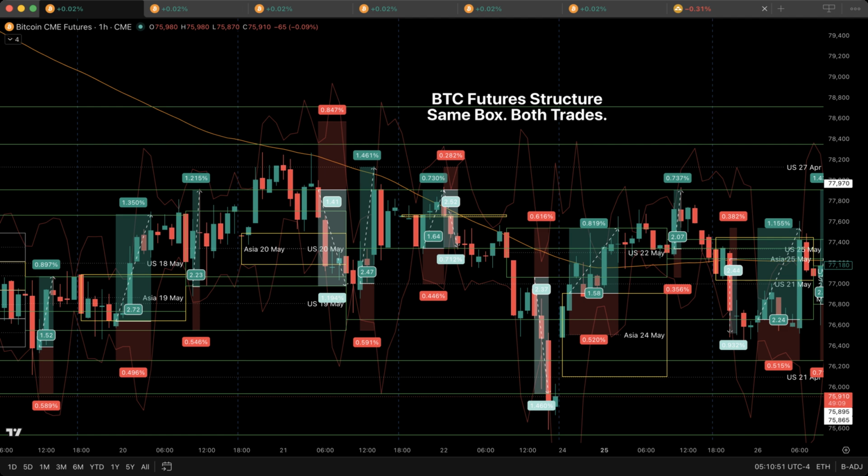When the session overlaps almost exactly with the May 22nd US box, the midpoint becomes the decision line. Above it, buyers can keep the rotation alive. Below it, sellers can push price back toward the lower memory. So the short does not come from chasing the first drop. It comes from the midpoint failing. Price reaches the midpoint. It reacts. It cannot stay above. It returns lower. Now the short has structure.